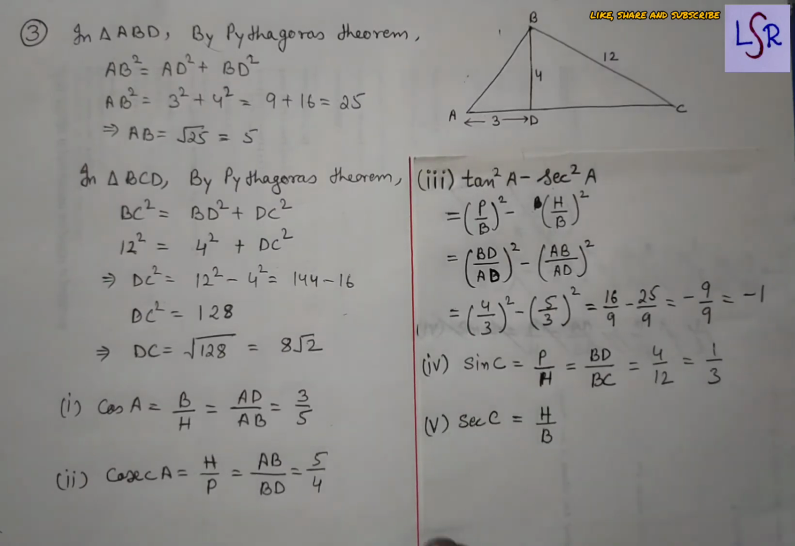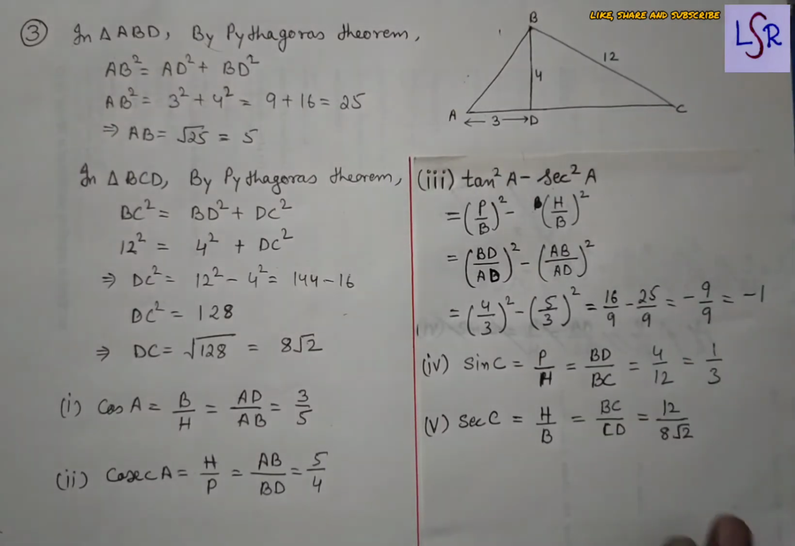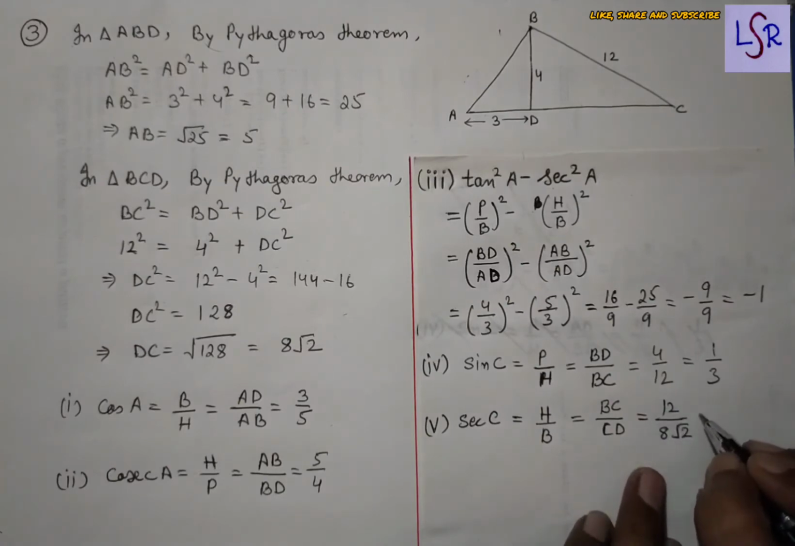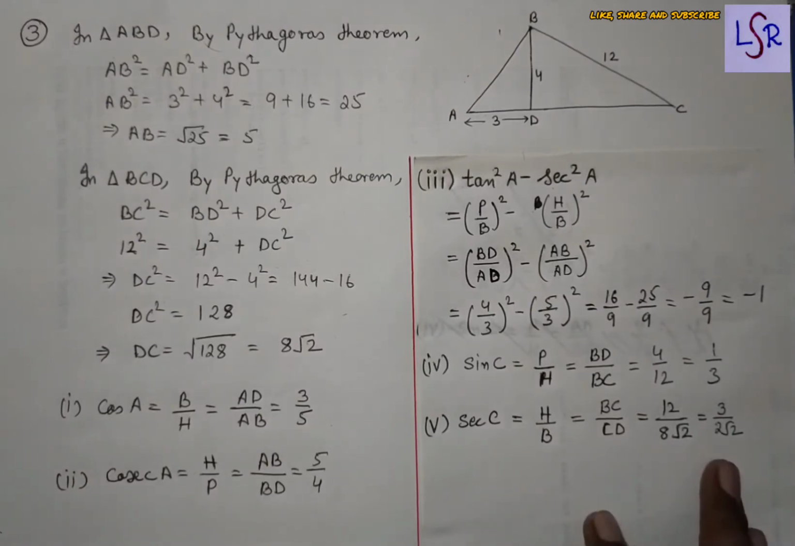Then we will go for the fifth part, sec C, that is equal to hypotenuse upon base, and for the C, hypotenuse is BC and the base is CD. And after placing the values of all, we have got this. Now this can be further solved and it can be written as 3 upon 2 root 2, and if we rationalize this, we get 3 root 2 upon 4.